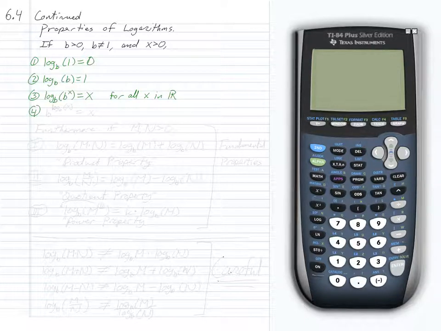Our fourth rule says that if we raise a base to the log with that same base of x, we also get x. Several of these are based off of laws of exponents. There are 3 more very useful properties of logarithms.